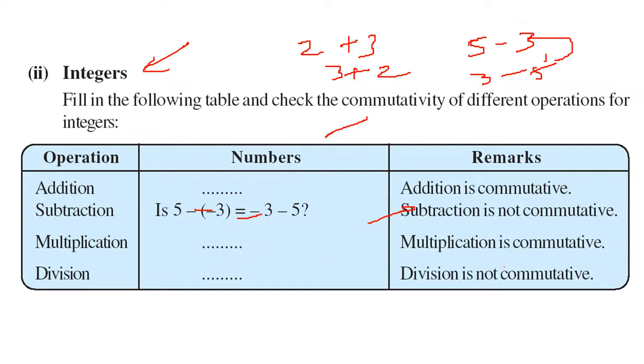And multiplication is also commutative, because if you multiply 2 with 3 and 3 with 2, you are going to get the same result. Division is also not commutative. You can try it.